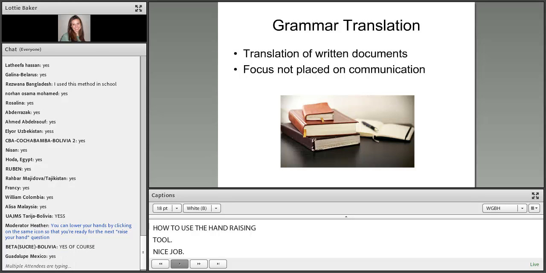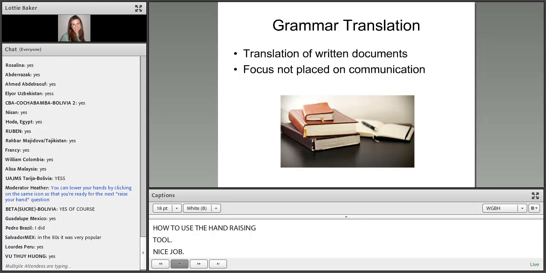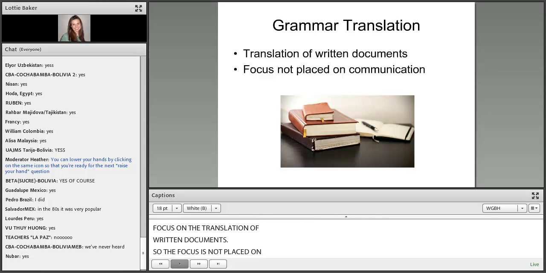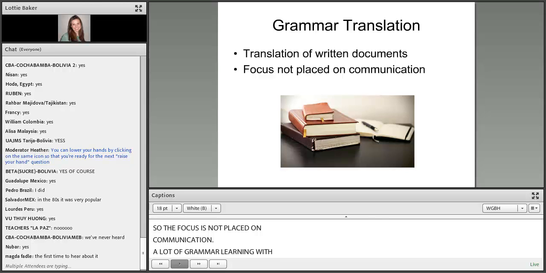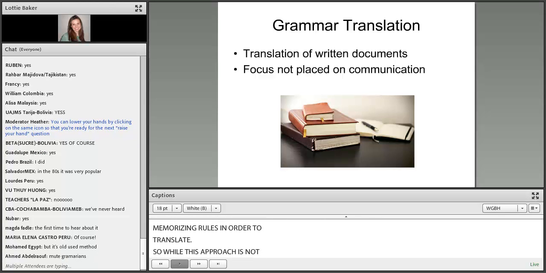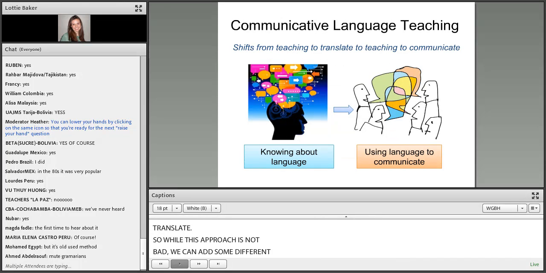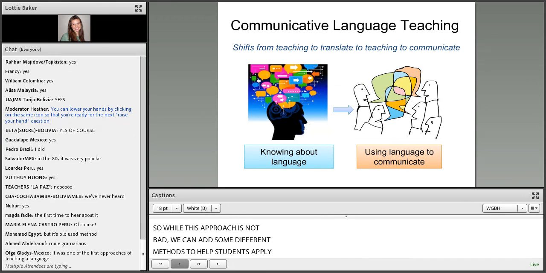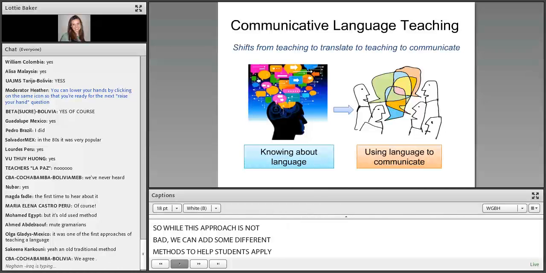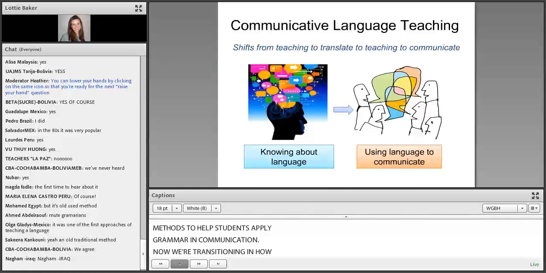Okay. Grammar translation methods focus on the translation of written documents. So the focus is not placed on communication. A lot of grammar learning was memorizing rules in order to translate. So while this approach is not bad, we can add some different methods to help students apply grammar and communication. Now we are shifting or transitioning in how we use language. More and more of us teach language to communicate with people.